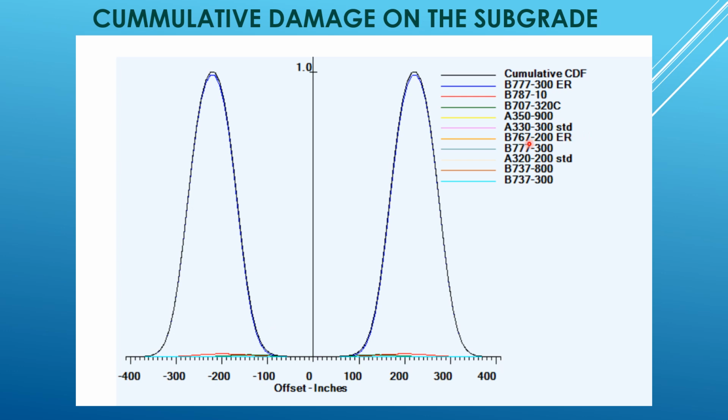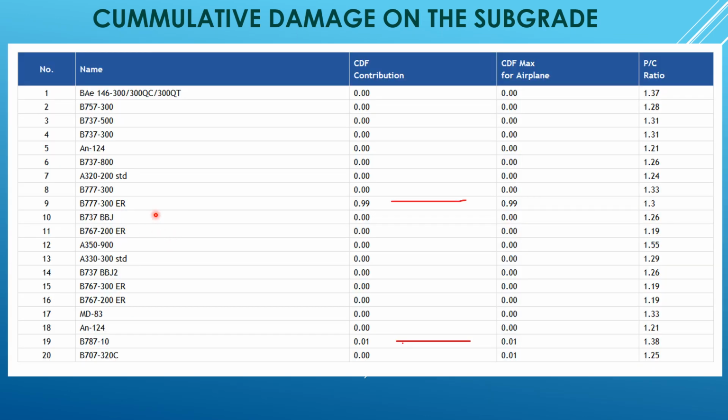On this slide here, again, this shows the aircraft that is causing the most damage. The B777-300ER is the aircraft causing the most damage, as it has the highest cumulative damage factor. This is a table that represents the graph from the previous slide here. You can see again the B777-300ER having the highest cumulative damage factor.